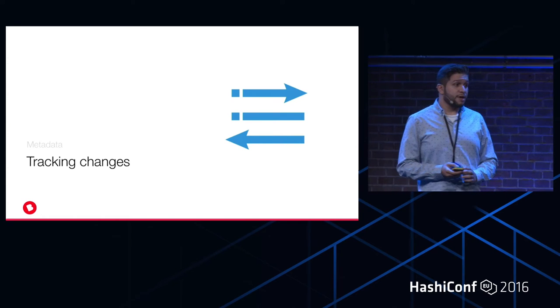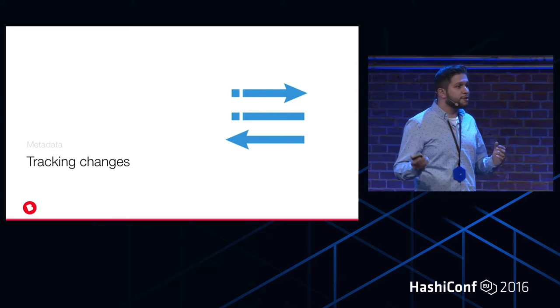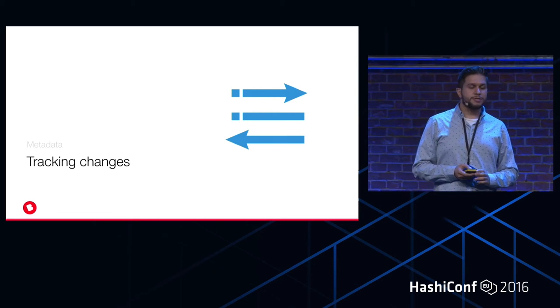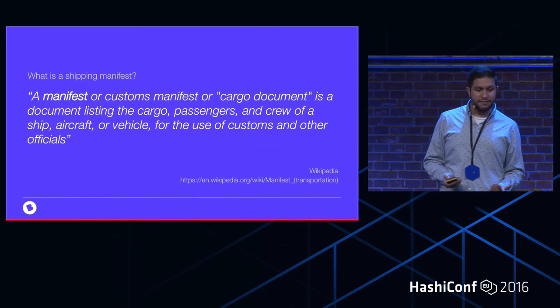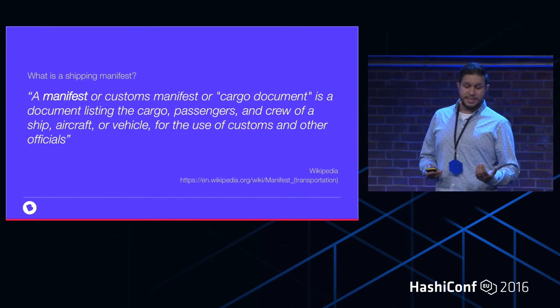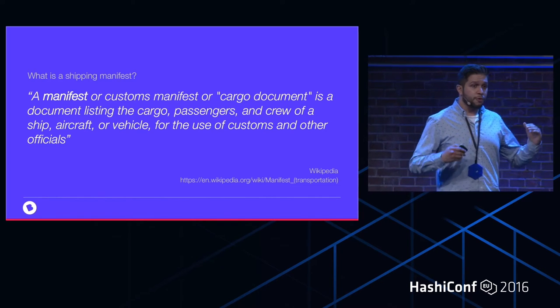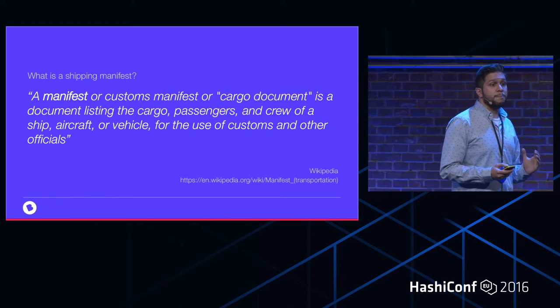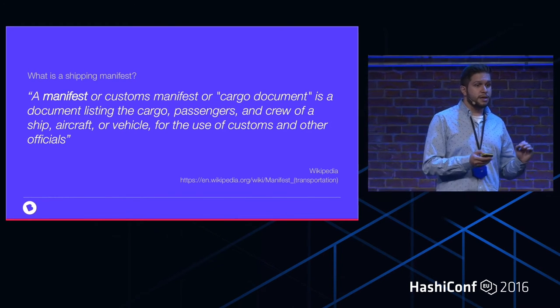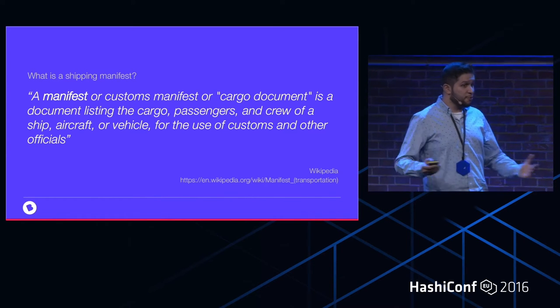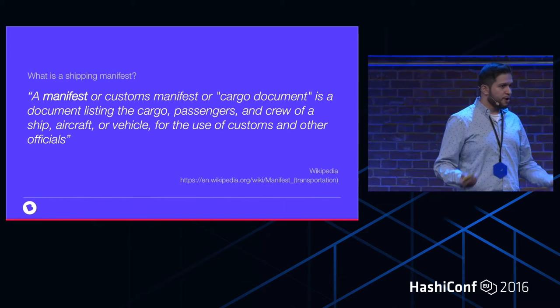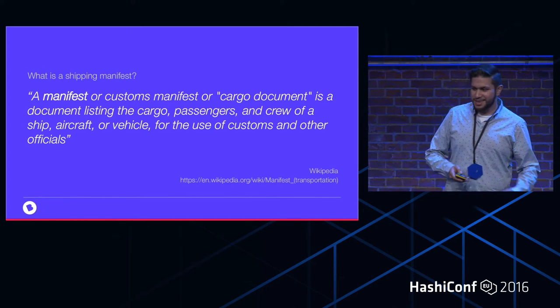Or, to paraphrase a different way, given containers are all the hotness right now, there's a concept from the shipping container world, and that is the idea of a shipping manifest. And the manifest is essentially a list of all of the contents and the ownership of the contents of a container. Now, they've been doing this for 100 plus years, and it works for them. So if it works for them, it works for the context of building images.